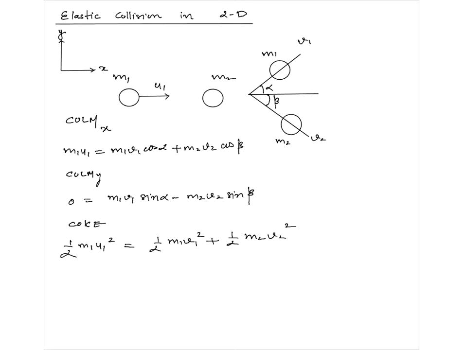Here I have assumed that M2 was at rest in the beginning. That doesn't have to be the case, but the method is in front of you. Just apply conservation of linear momentum along different directions. If it is 3D, then the Z direction will also come. And if it is not elastic, then conservation of kinetic energy, COKE, won't come.